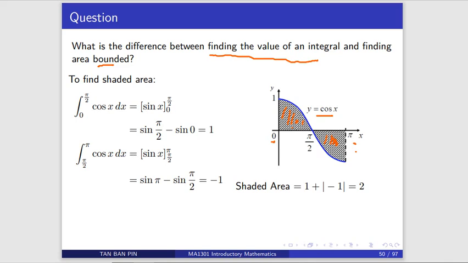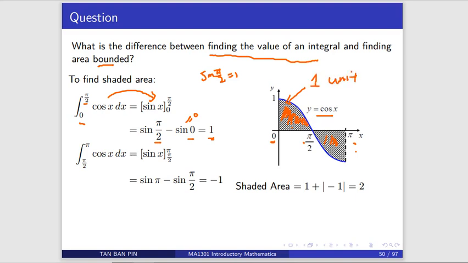And then you consider the integral from 0 to pi over 2 to find the area above. So integrate cosine x from 0 to pi over 2. Integrating cosine gives you sine. Then you sub in x as pi over 2 and 0. Sine pi over 2 is 1. Sine 0 is 0. So it gives you the answer 1, which means this area is 1 unit.